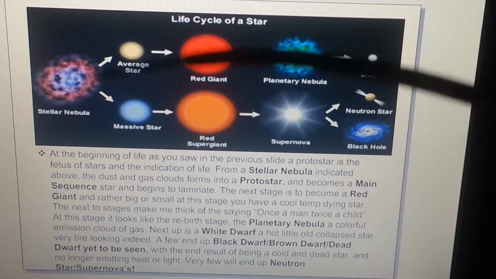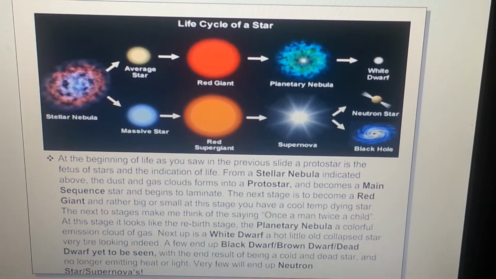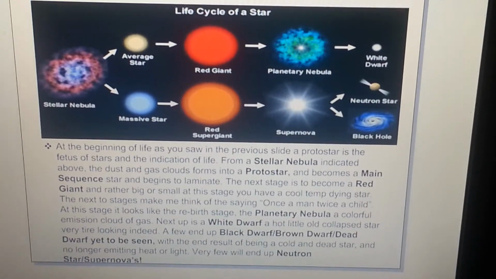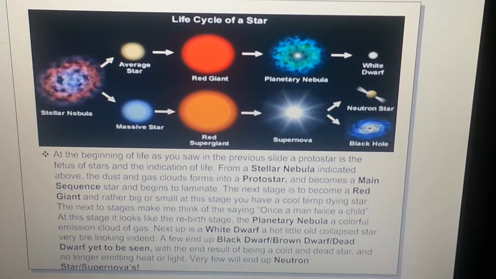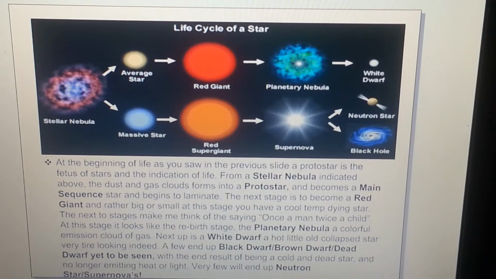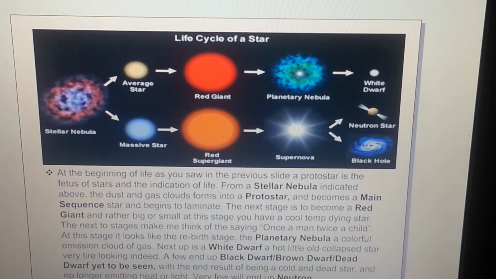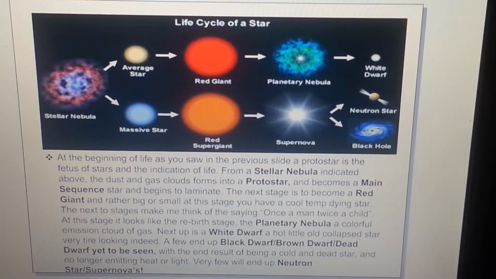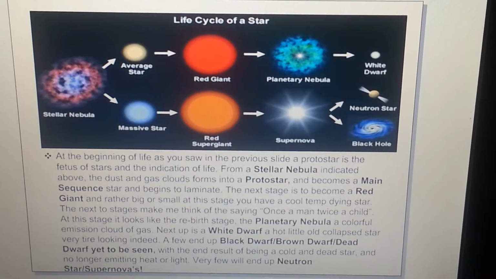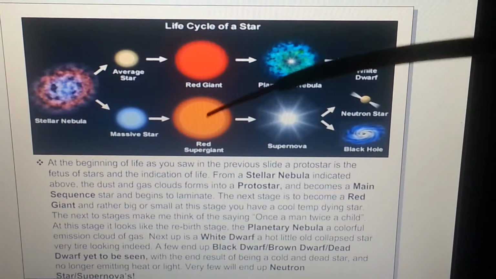Here we have the stellar nebula. At the beginning of life, as you saw previously in the slide as a fetus, indicating life from the stellar nebula, the dust clouds form a protostar and it becomes the main sequence star. I'm skipping around so you can read with me if you like. The next stage is a red giant, rather big or small at this stage. You have a cool dying star indicated here.